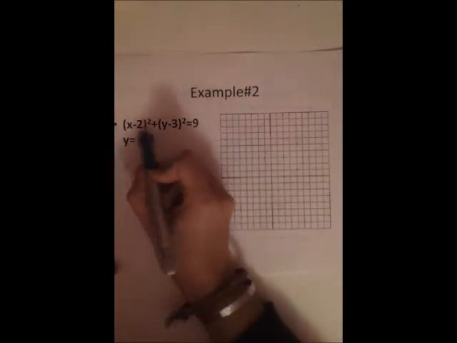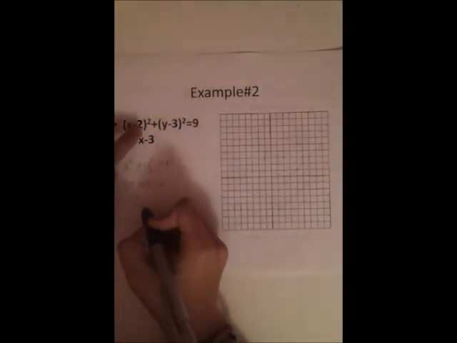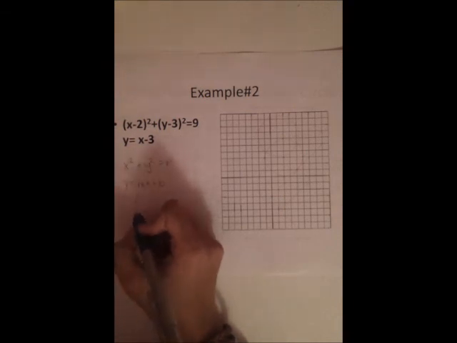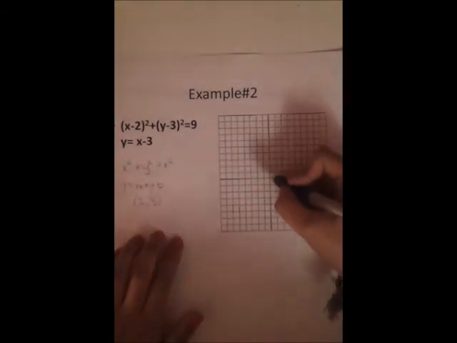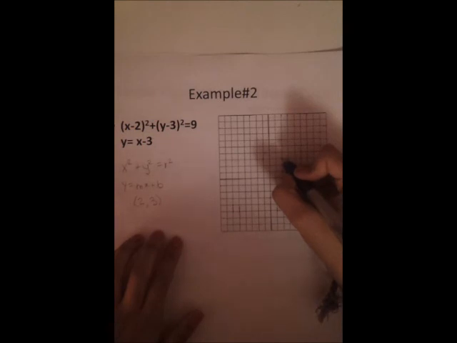So you just take out the numbers in the brackets. So for the x value, you would take out -2. And when you take out a number out of the brackets, it becomes the opposite. So it becomes +2. You take out the -3 and it becomes +3. So you can plot that point onto your graph, knowing that it is the center of your circle.